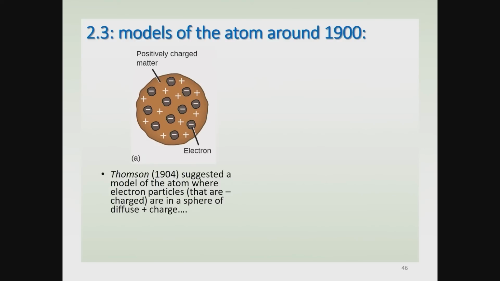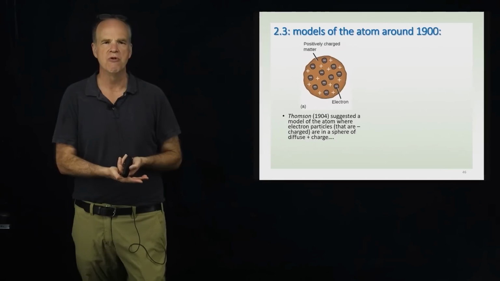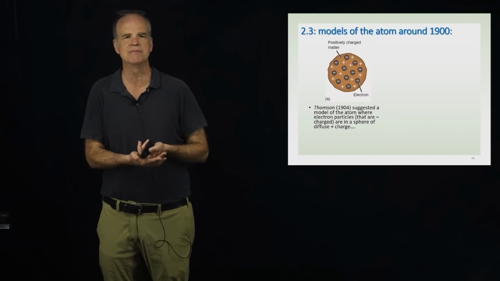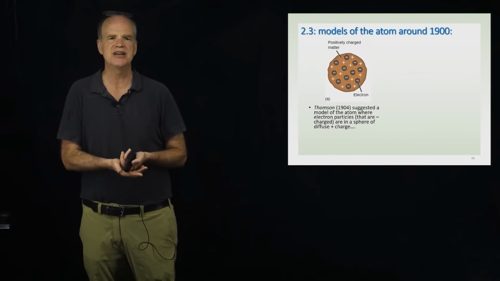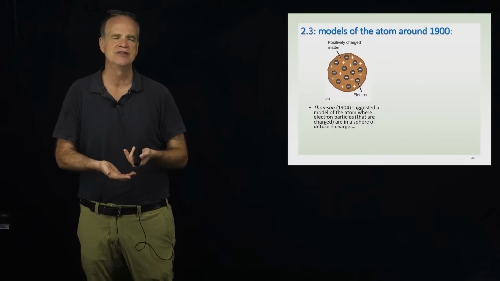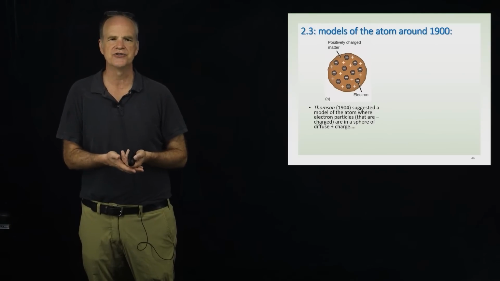And so from this data, J.J. Thomson proposed a model of what the atom looks like. He proposed that you had particles of negative charge called electrons in a sphere of positive charge. Importantly, Thomson did not think that the positive charge was contained in particles. Instead, he thought the positive charge was diffuse throughout the sphere that is containing the negatively charged particles.